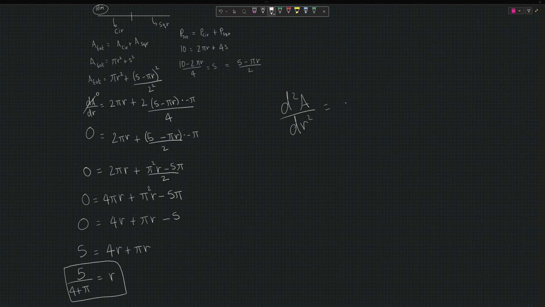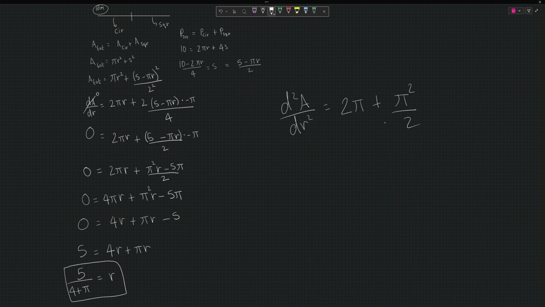So I'm going to say 2 pi plus, let's see, pi squared r over 2. So that would just be pi squared over 2. And this part becomes 0. So it would just be pi squared over 2.